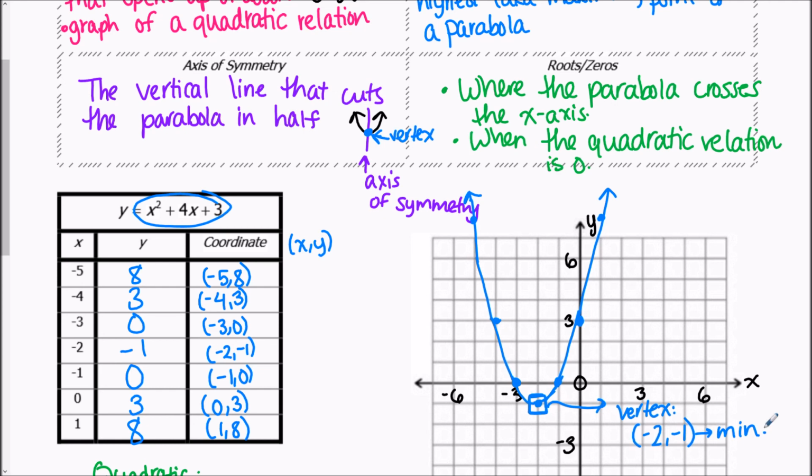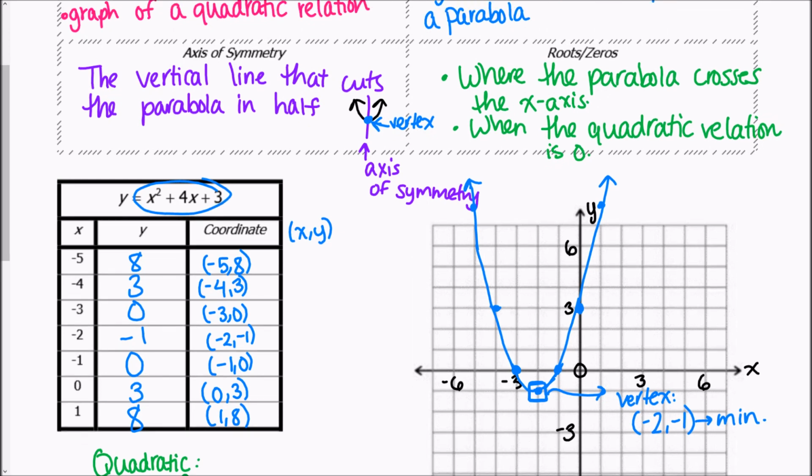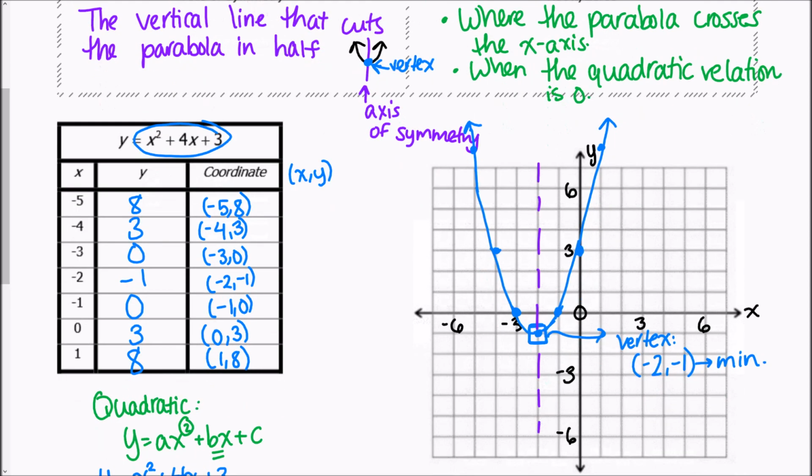Okay? Now we need to draw in our axis of symmetry, and that's the vertical line that cuts the parabola in half. So if I were to look right here, my parabola gets cut in half right here. So I'm going to draw in my axis of symmetry halfway through my parabola. So right here, this is my axis of symmetry. And because it's a vertical line and it cuts through the x-axis at -2, the equation of this line is x equals -2. Okay? And that's really important. We write it as x equals -2.